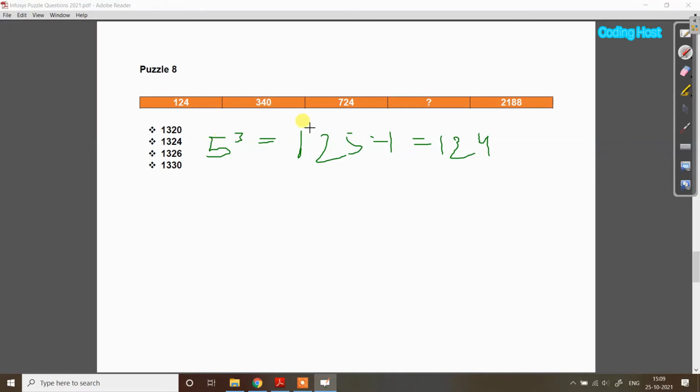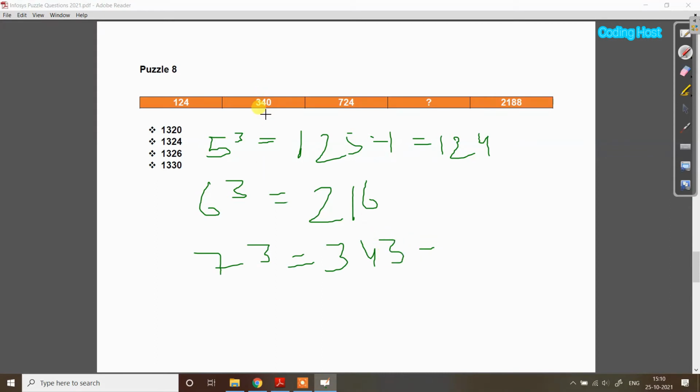Now 340. You can see that this second number is larger, so it means that we have to take a larger number. If we take the cube of 6, cube of 6 is 216, but this number is larger, so let's try to take 7. So cube of 7 is 343, and here we have 340. Let's minus 3 from here. 343 minus 3 is equal to 340.